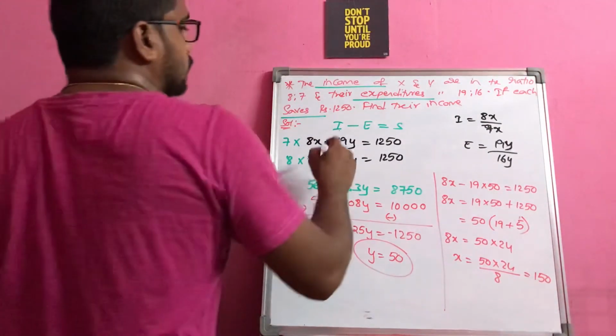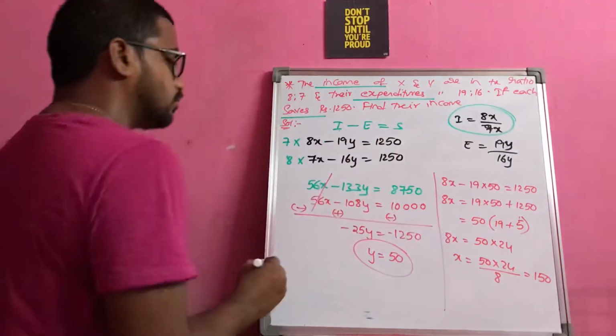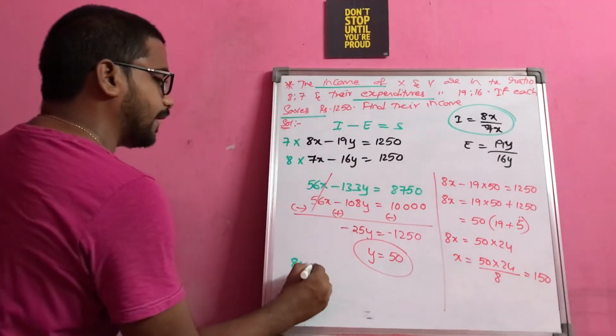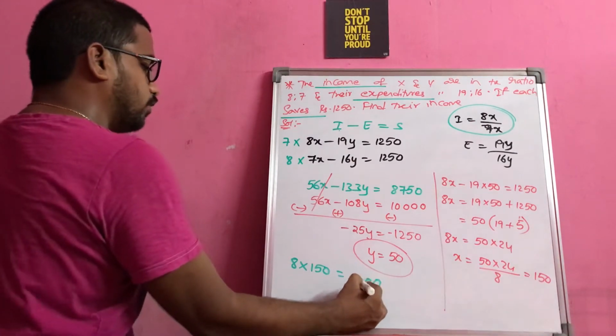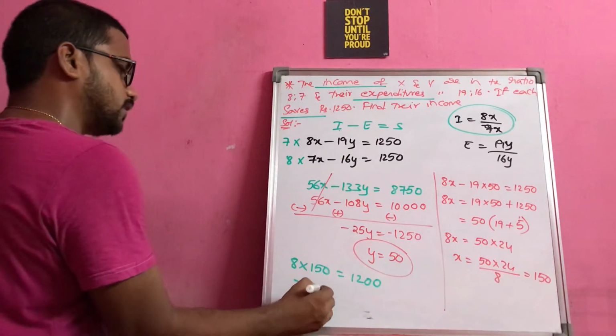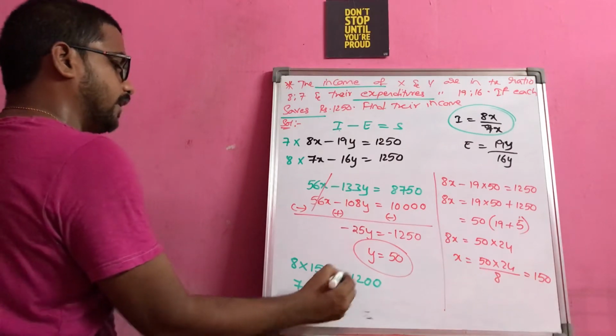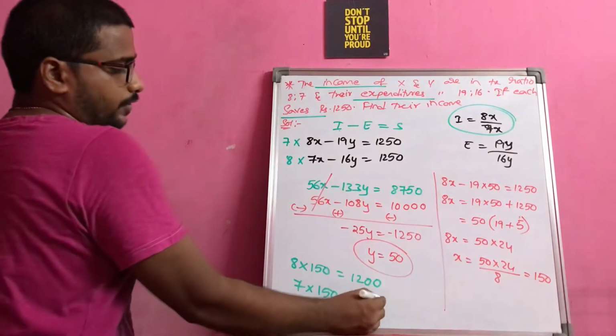Now see what they are asking. They are asking for the incomes. So the first person's income will be 8 into 150, that is 1200, and the other person's is 7 into 150, so this is 1050.